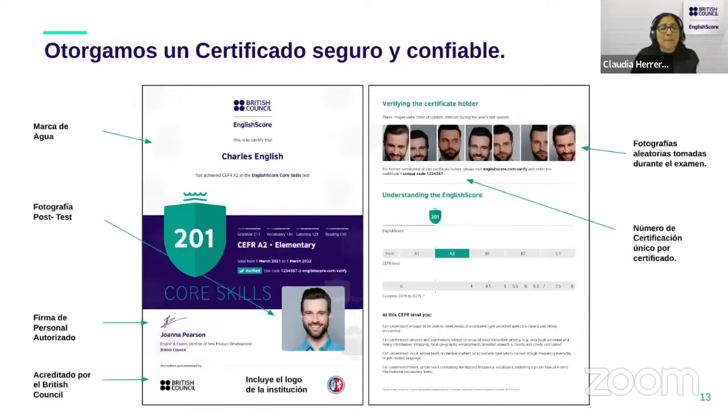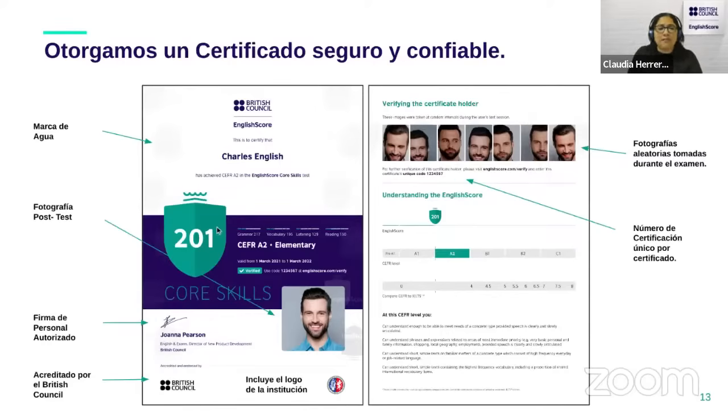Lo mejor de todo, que si alguna de sus instituciones educativas quisiera hacer un convenio con nosotros, va a ser el certificado cobrandeado. Quiere decir que vamos a colocar el logo de la institución en la parte inferior, justo frente al logo de British Council. ¿Qué significa entonces? Que va a ser un certificado internacional avalado por 2 instituciones: British Council y la institución educativa en la que ustedes trabajan y con la cual en algún momento probablemente quieran hacer un convenio con nosotros.